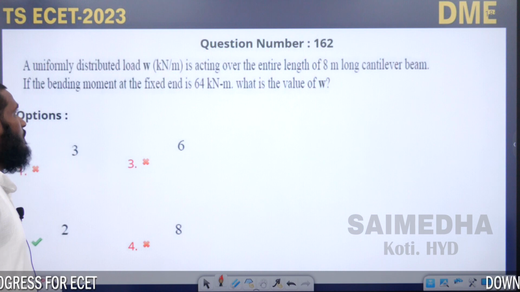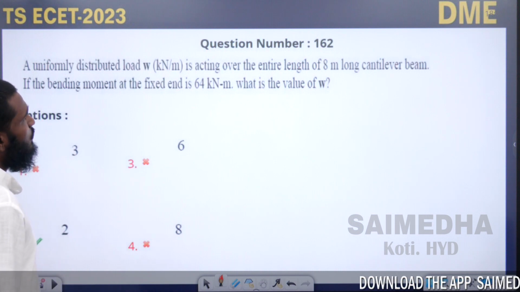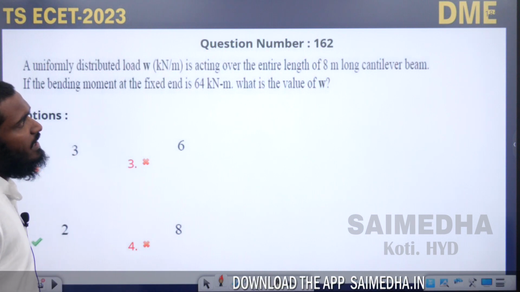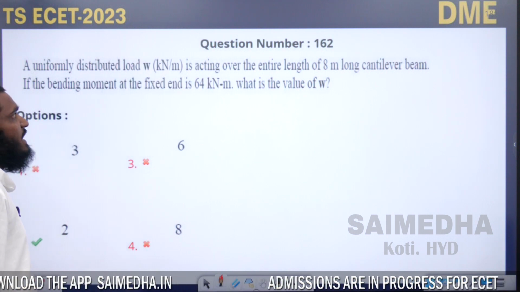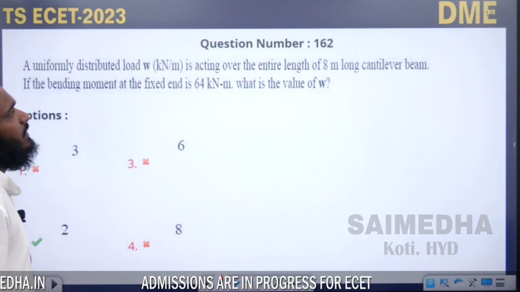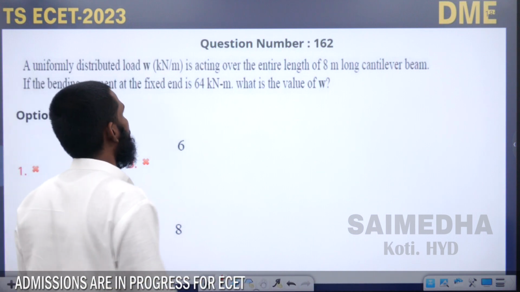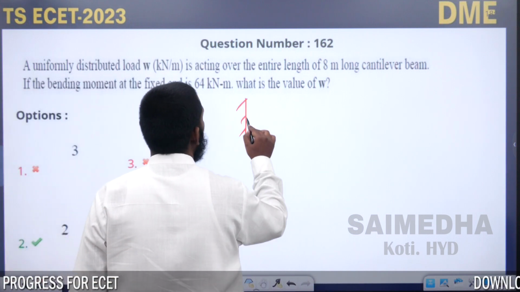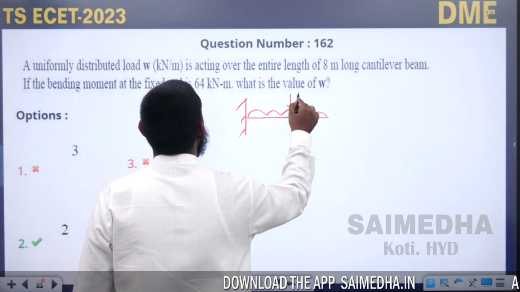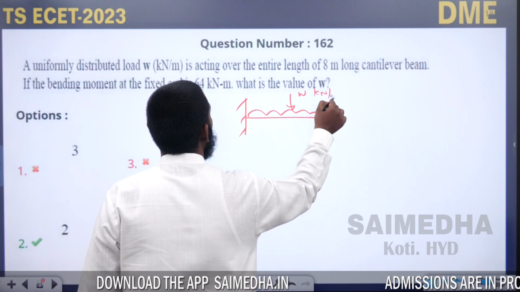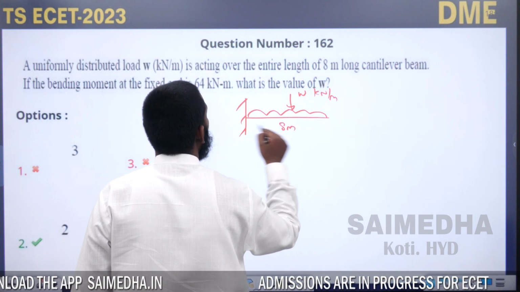Okay. Now next question, a uniformly distributed load is acting over the entire length of an 8 meter long cantilever beam. If the bending moment at the fixed end is 64 kilonewton meter, what is the value of W? Suppose we have taken the cantilever beam over here. For the cantilever beam, we have a UDL of W kilonewton per meter, and the length is 8 meter.